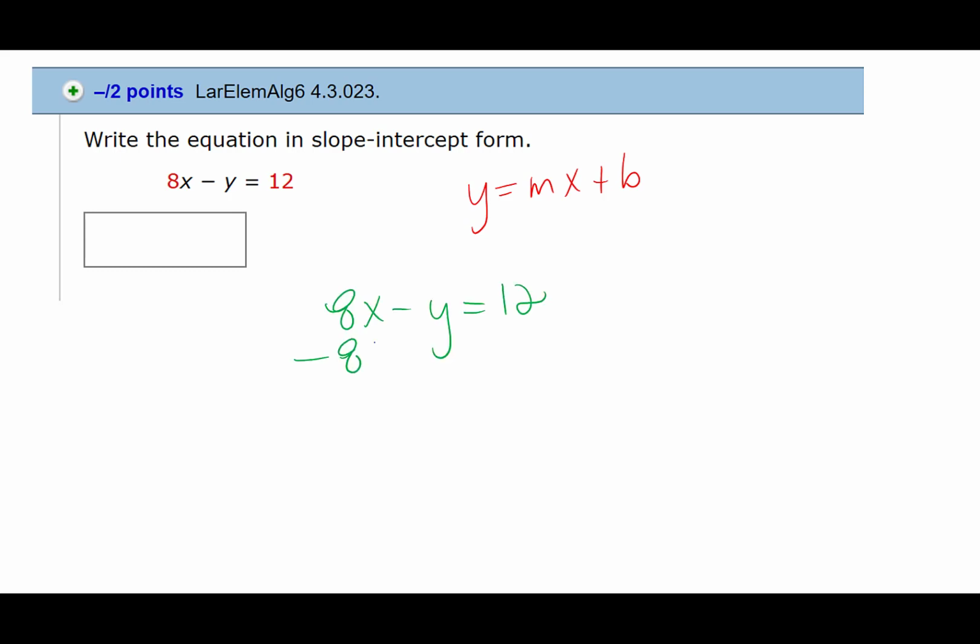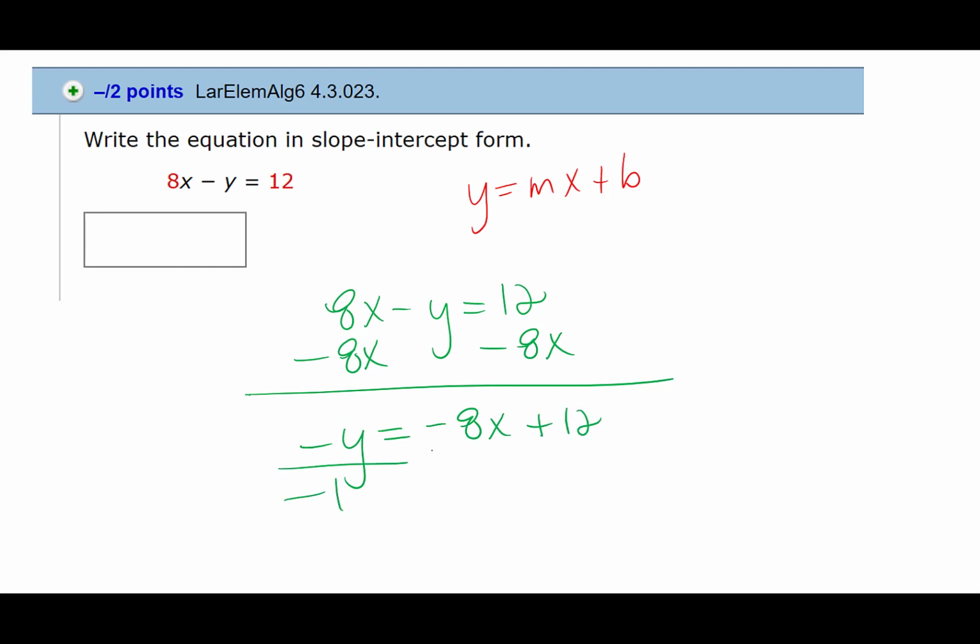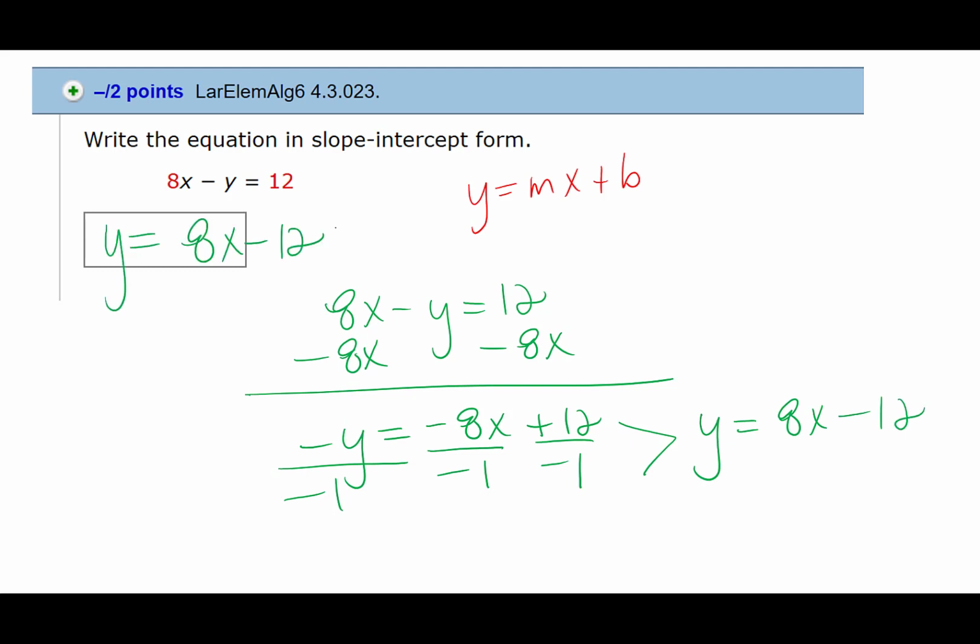The first thing, subtract 8x from both sides. That leaves negative y equals. I'm going to now squeeze the minus 8x before the 12 because that will get me closer to the format that I need. Now I'm going to divide each term by negative 1. That produces positive y equals 8x minus 12. And so that's what you would put in the box. And now I'm going to take you over to WebAssign and show you how to graph an equation like this.